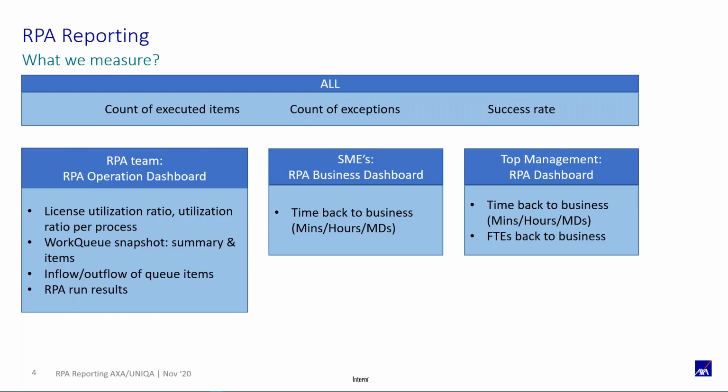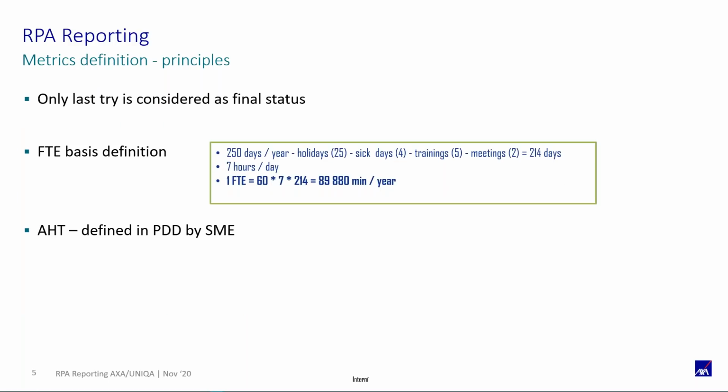To the metrics definition, the source of information is the Blue Prism database. And we are only taking the last try of an item in a queue as the final status for the reporting. There was also some discussion about FTE basis definition, which could be quite tricky.